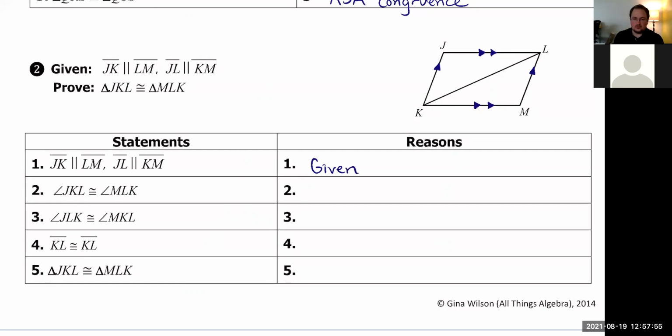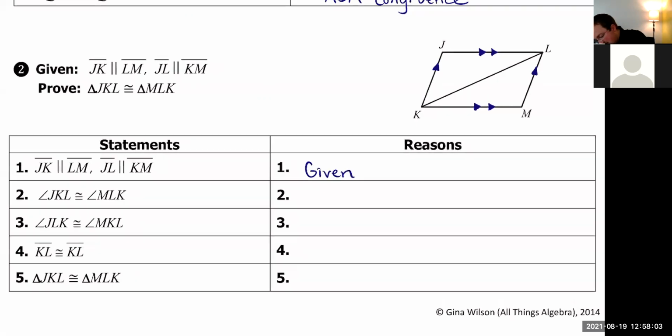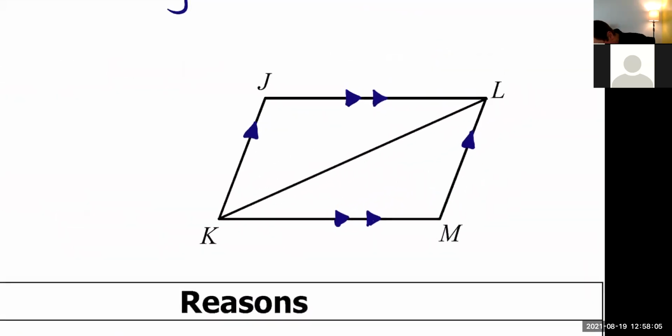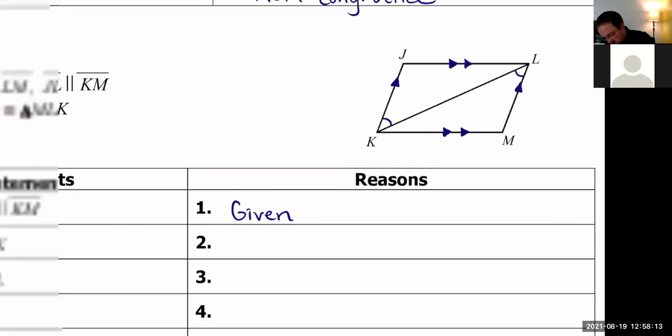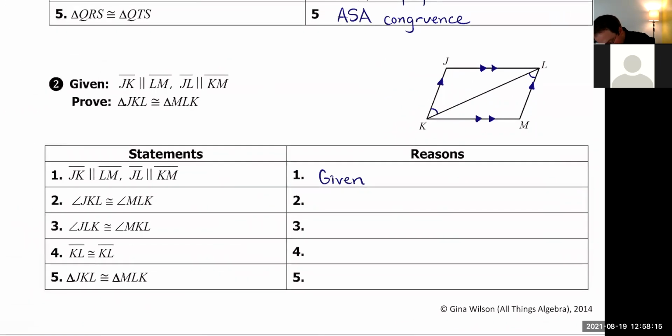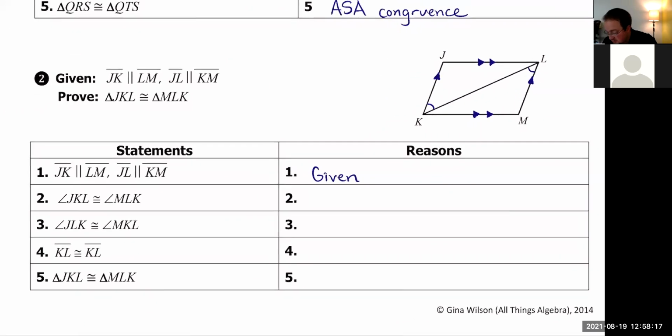Now, new statements that we need to defend. First one is that angle JKL is congruent to angle MLK. So JKL and MLK, they're claiming that this angle is congruent to this angle. How can we defend that? It's not reflexive because in order for it to be reflexive, it'd have to be the same thing.